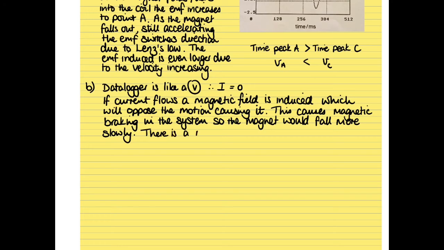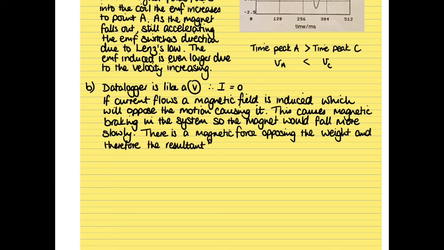So that's force. You've got this magnetic force that's opposing the gravitational force, and therefore your resultant force is going to be smaller. And if your resultant force is smaller, your acceleration is smaller. So it won't fall at g, acceleration of gravity, it will fall at something smaller than that. So it's slower. The whole process is slower if you allow current to flow in the coil. If you don't allow current to flow in the coil, then you won't get this effect. You'll just get the readings for the EMF.